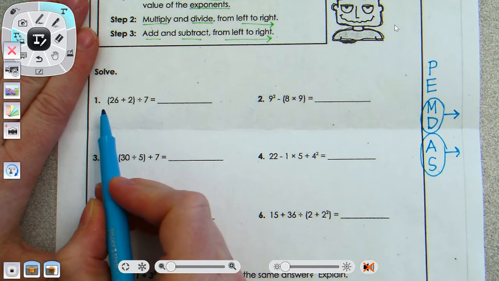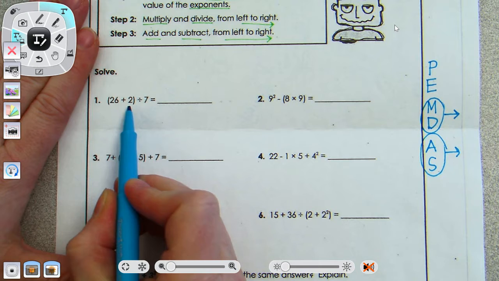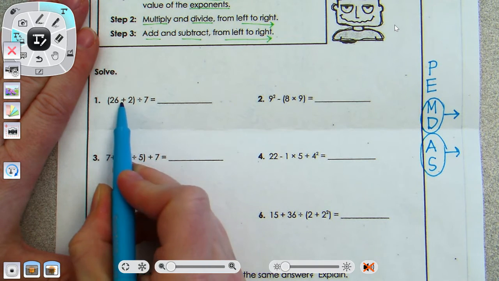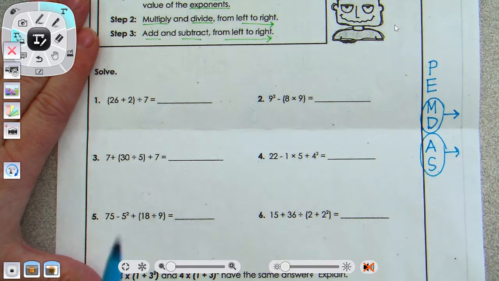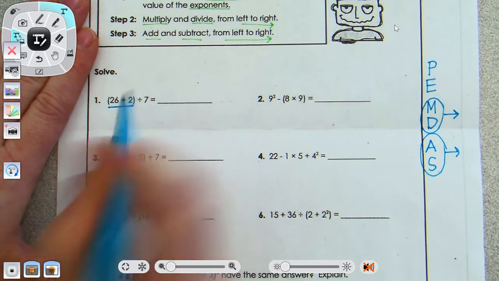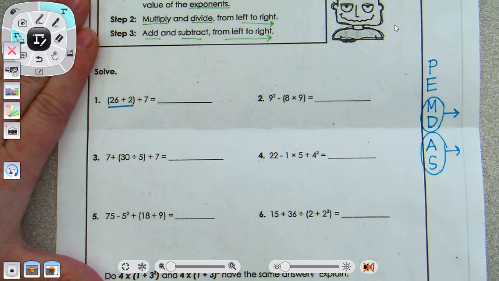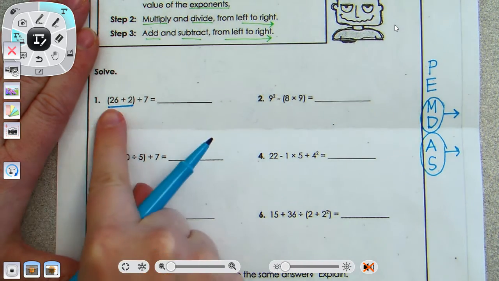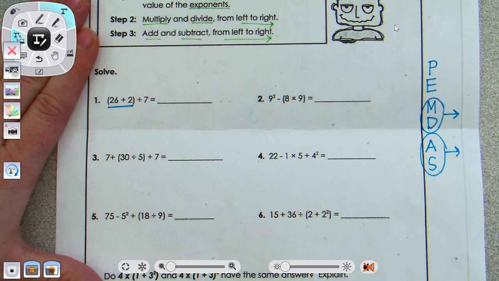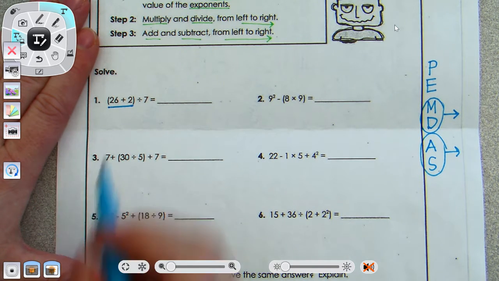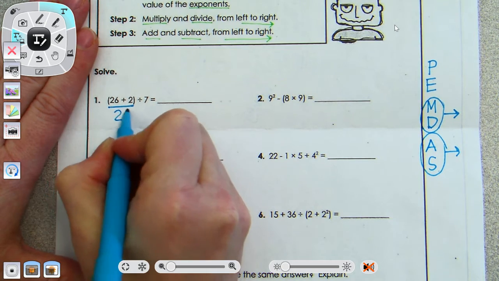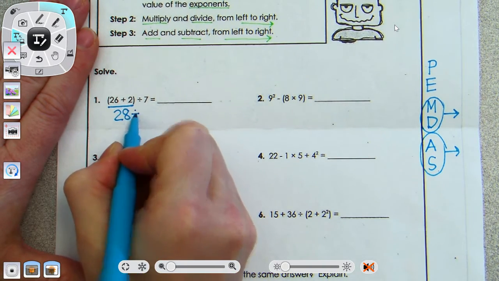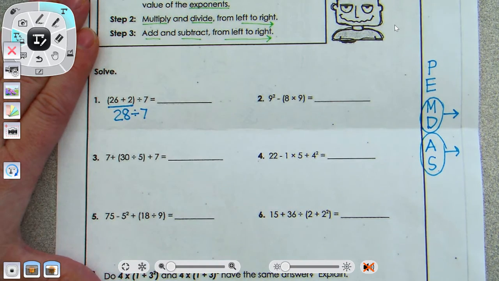Number one has parentheses 26 plus 2, and then outside the parentheses we have divide by 7. So generally addition doesn't come until the end. However, anything inside the parentheses would come first. So I like to underline that because parentheses needs to get solved at the beginning. So I'm actually going to do 26 plus 2 to start because it's in the parentheses. So 26 plus 2 is 28. I'm going to jot that below. And now I'm going to bring down everything I haven't used yet. So I haven't divided and I haven't used this 7.